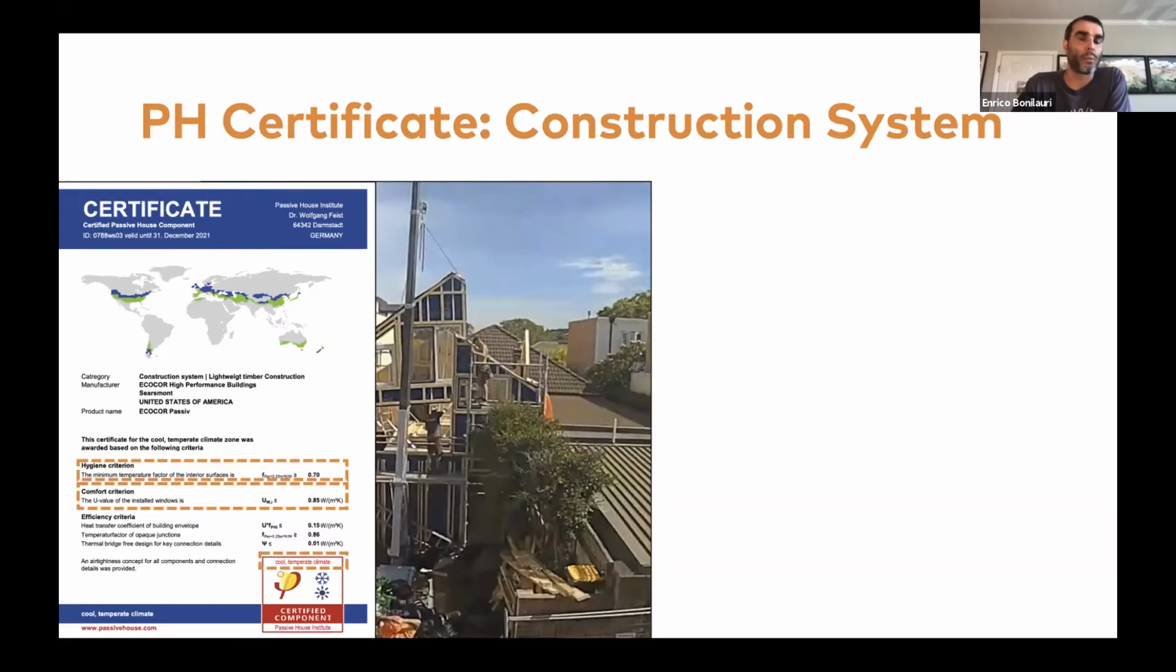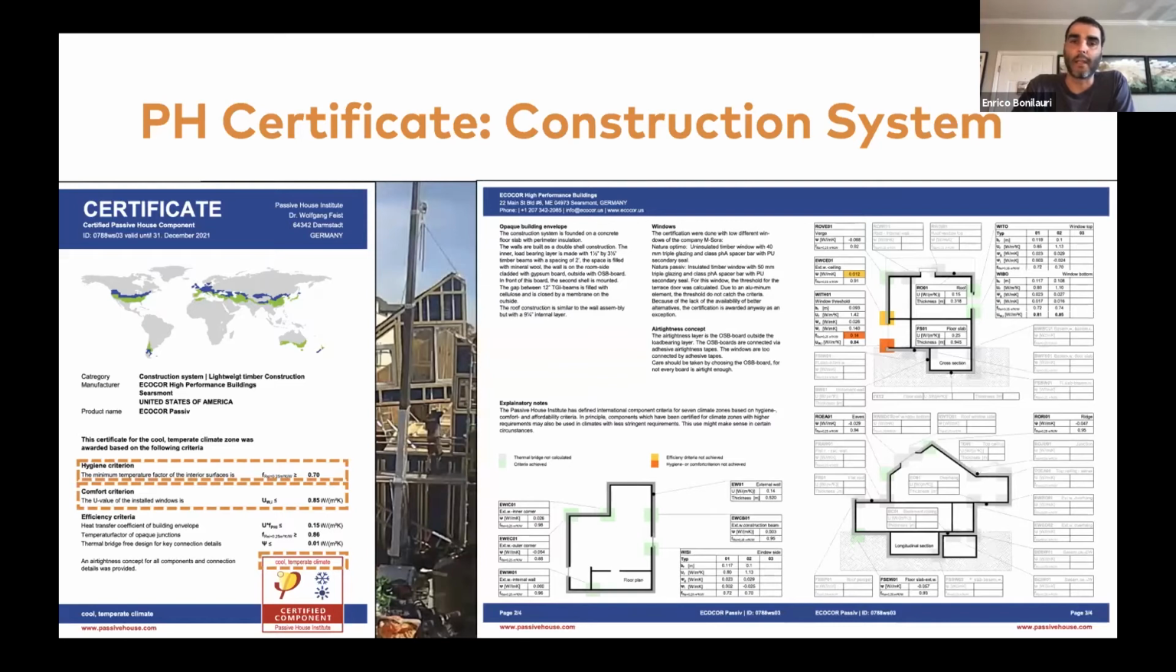We're going to see in a minute what other requirements are covered in the construction system certificate, but that is kind of the same approach, verifying the requirements for each individual piece of the building envelope so that you can have thermal comfort and you can have avoidance of mold and condensation. And this is what a certificate looks like.